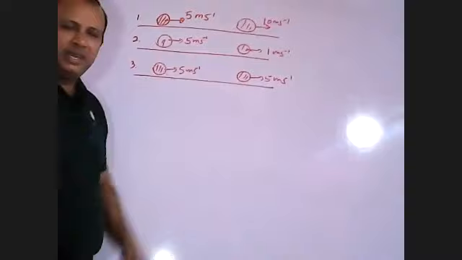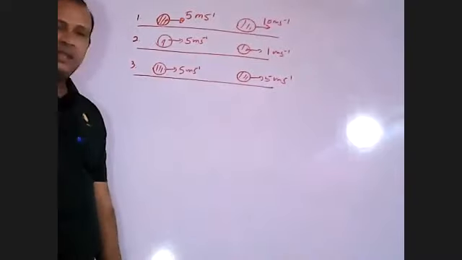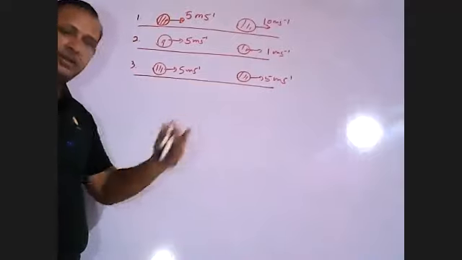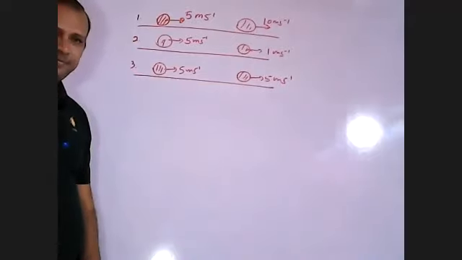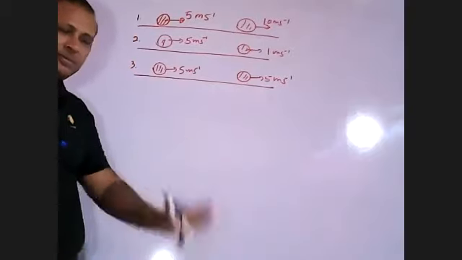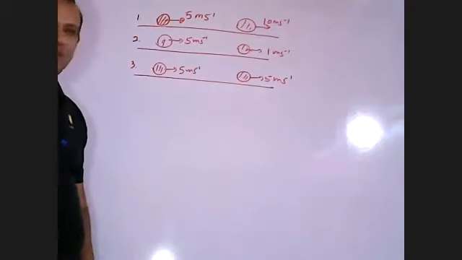Okay. If an object can have an acceleration or a deceleration or a constant speed, those are the only three conditions in the world.